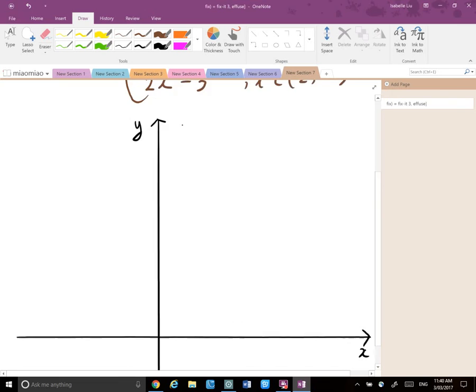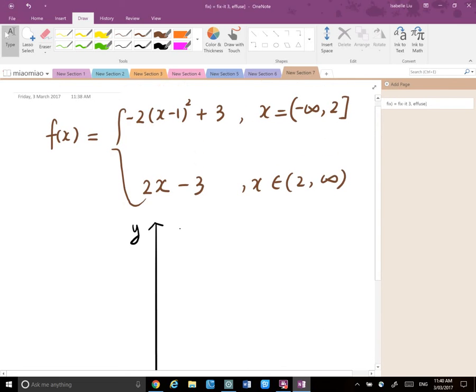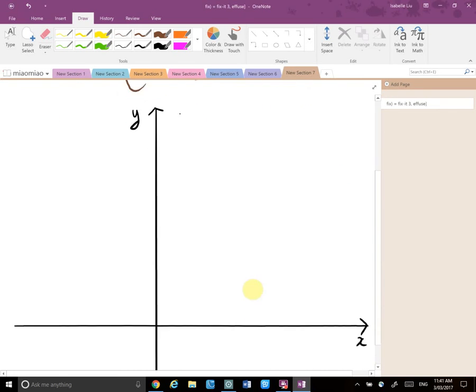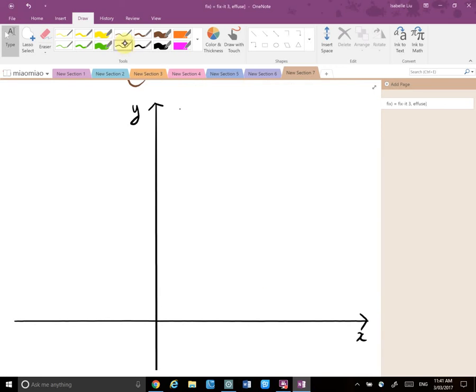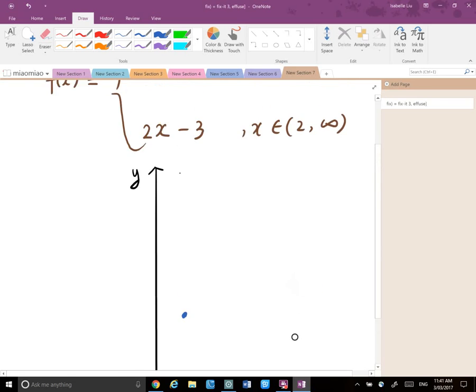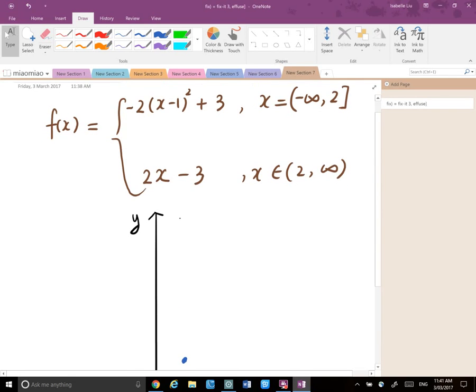Okay, let's say we have xy here. And let's label the turning point first. So the turning point will be 1 and 3. Okay, here's the turning point. And I have my endpoints. The endpoint is 2.